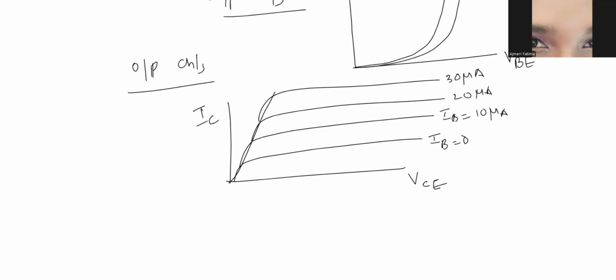So here also you will have three regions. First is saturation region, another is cutoff region, and another is active region. So in active region, you see that the curve is almost flat. And in saturation region, both the junctions, emitter and base, are forward biased. And in cutoff region, transistor is in off position. So this is about common emitter.